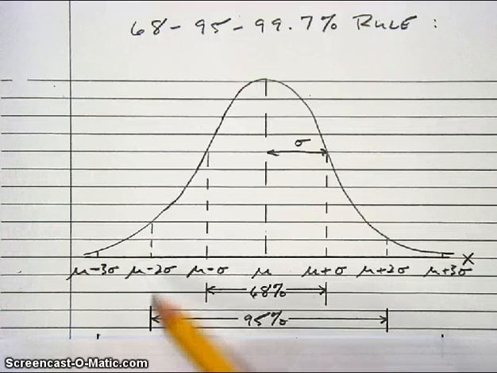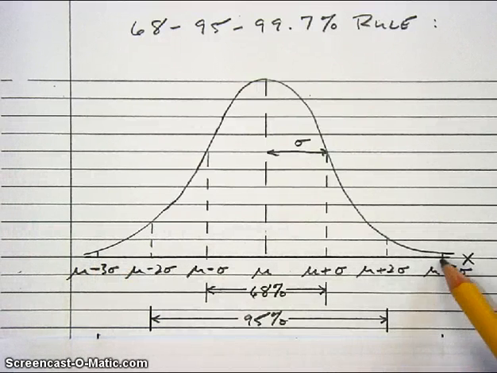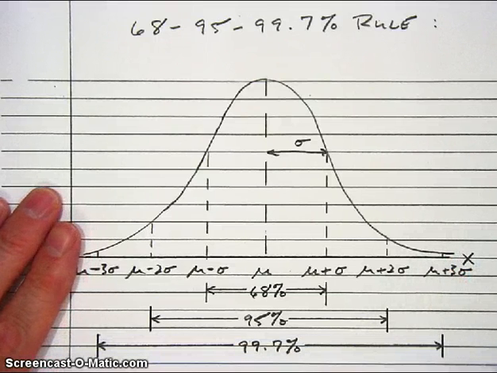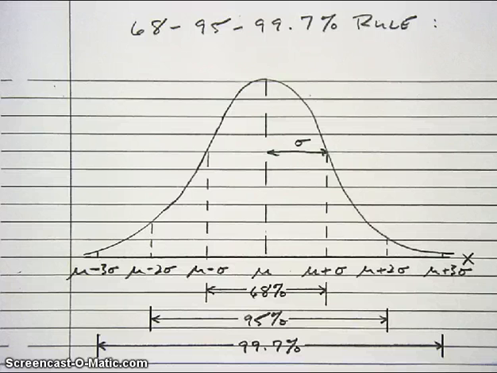And if you go out one more standard deviation to the left or to the right, the area between those boundaries is about 99.7% of the area under the curve. And that leaves just a very small fraction of the total area for these small tails out here.